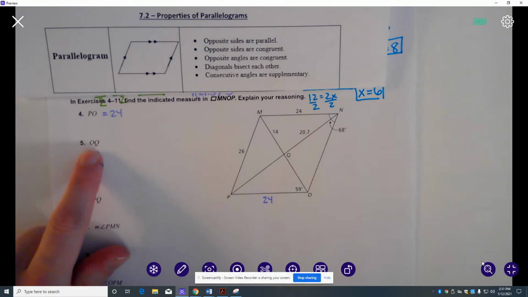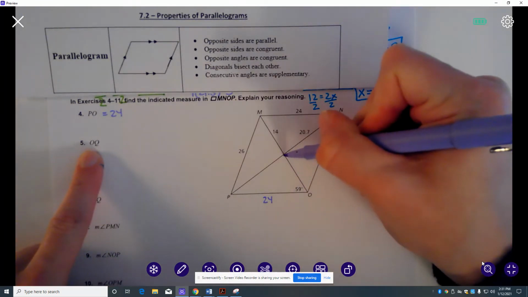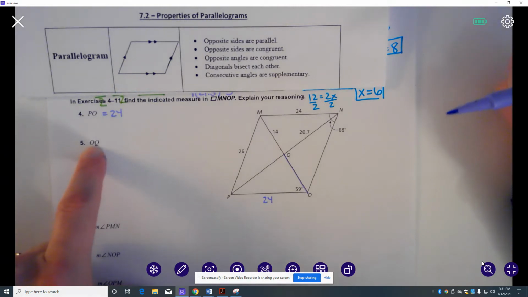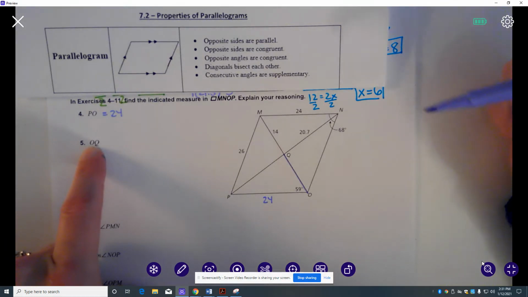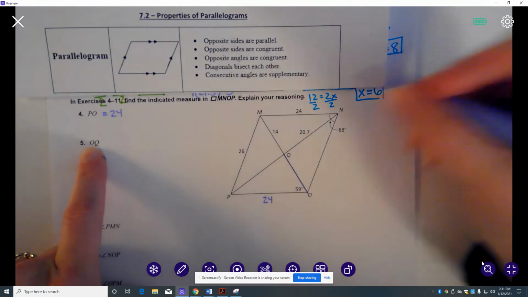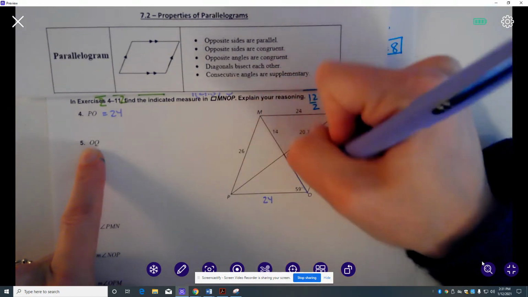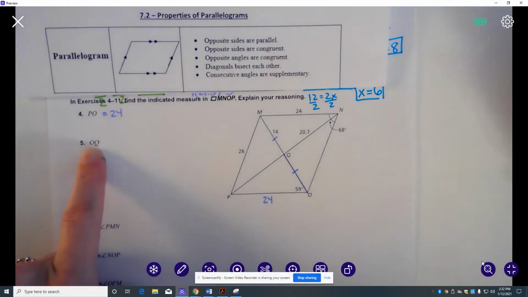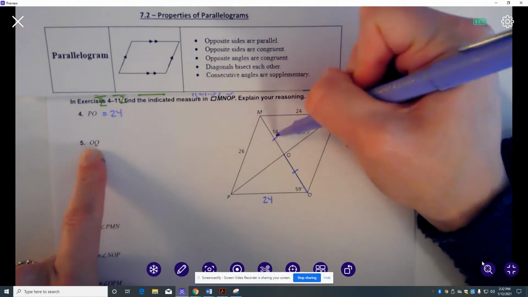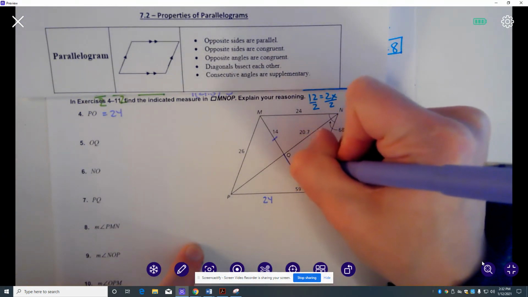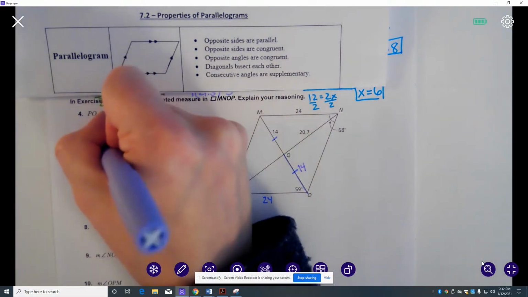The length of OQ. OQ is this diagonal here. So I'm interested in what is true about the diagonals of a parallelogram. I know the diagonals bisect each other. What that means is diagonal PN cuts diagonal MO into 2 congruent parts. So if MQ has a length of 14, segment OQ also has a length of 14.